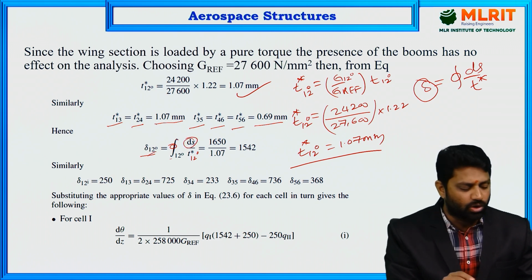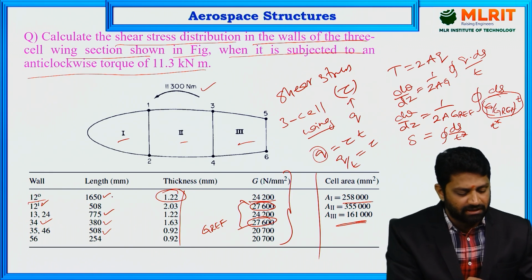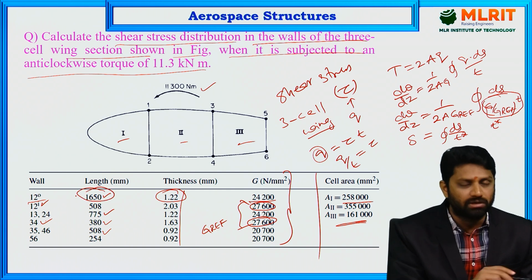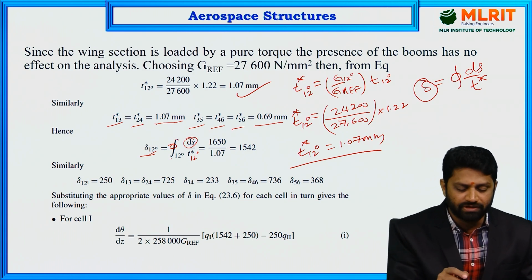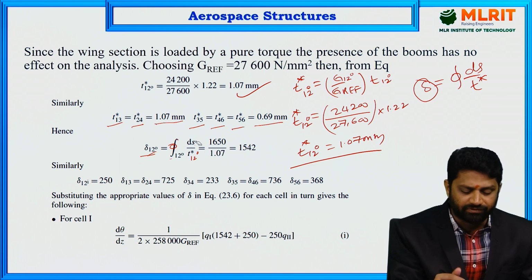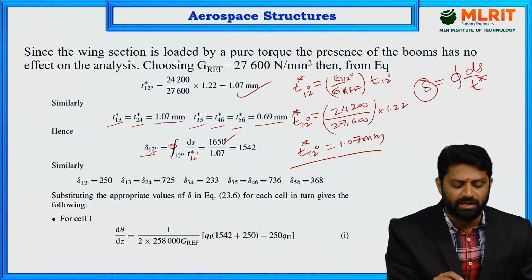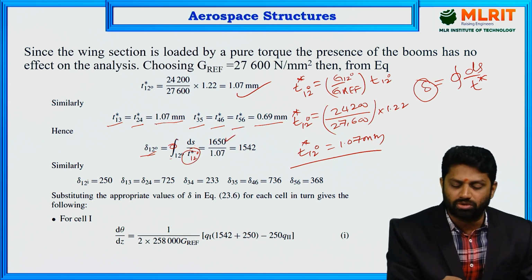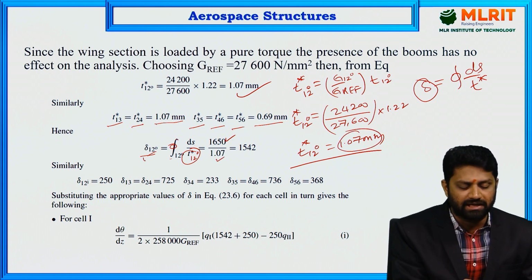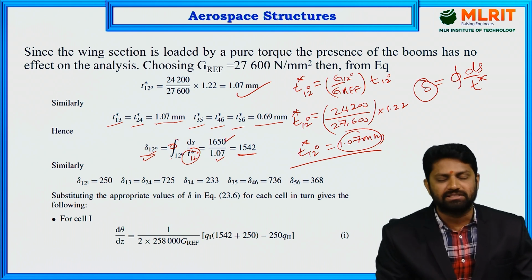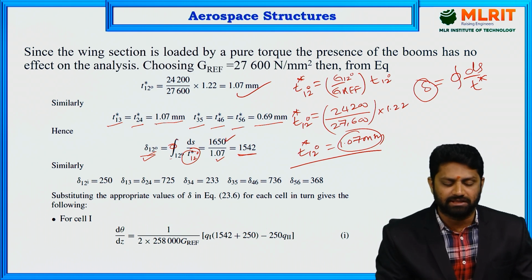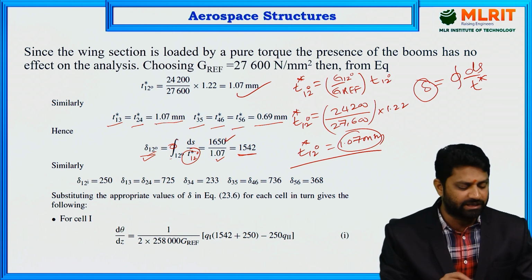For the 1-2 outer wall, what is the wall length that is given? For the outer wall 1-2, the wall length is given as 1650. So we substitute 1650, the outer wall length, divided by T star 1-2 outer, which we calculated as 1.07, so that you get delta 1-2 outer equals 1542. In a similar manner, we calculate the delta values for all the respective walls.